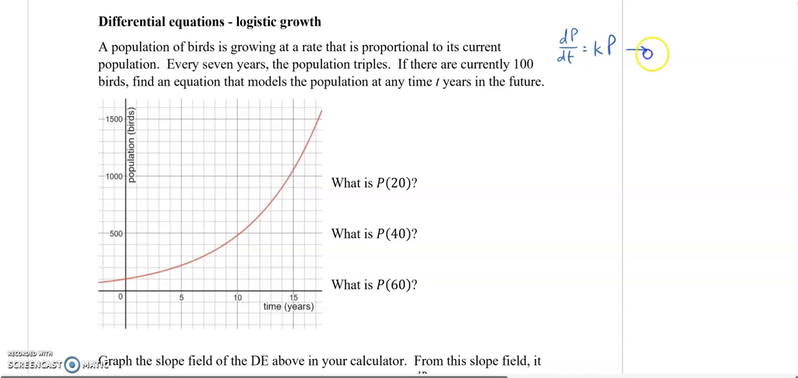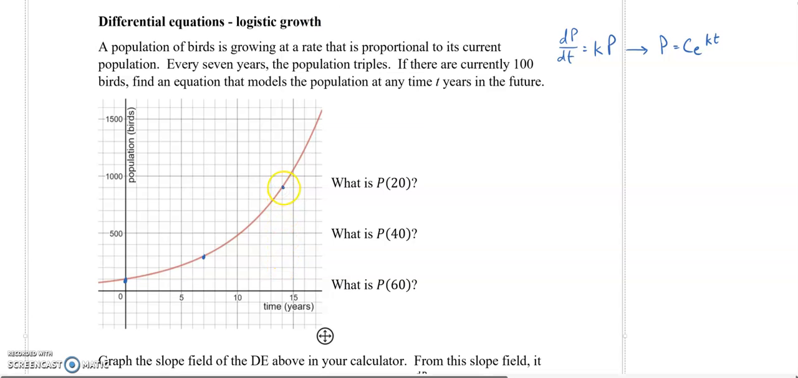And we've already seen that we can solve that differential equation and find that p is equal to c e to the kt, where c is the constant of integration and k is the constant of proportionality. And we can solve for k and c if we have two initial values. And we're given those values in that we know that every 7 years the population triples, and there are currently 100 birds. So at t equals 0, there's 100 birds. 7 years later, our population is tripled to 300. 7 years after that, our population triples again to 900, etc.